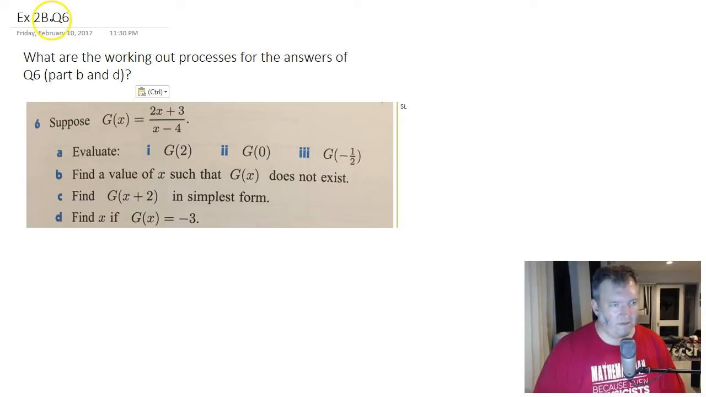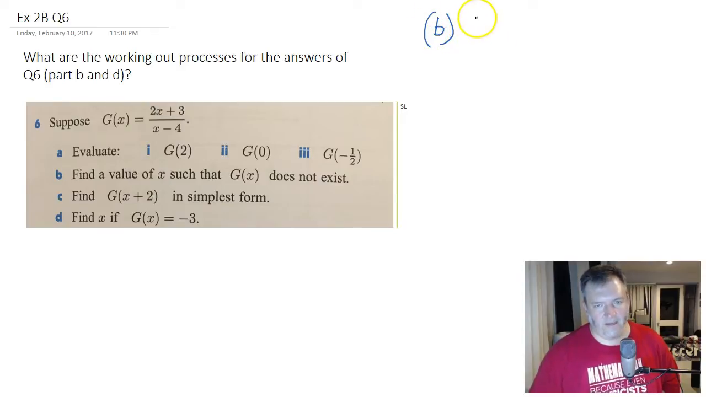So this is from Ex2b Q6. What are the working out processes for the answers of question 6, part B and D? So evaluating at a particular point is pretty easy. Find the value of x such that g of x does not exist. All right, well, let's have a look at that one first. That's a really good question, that one.